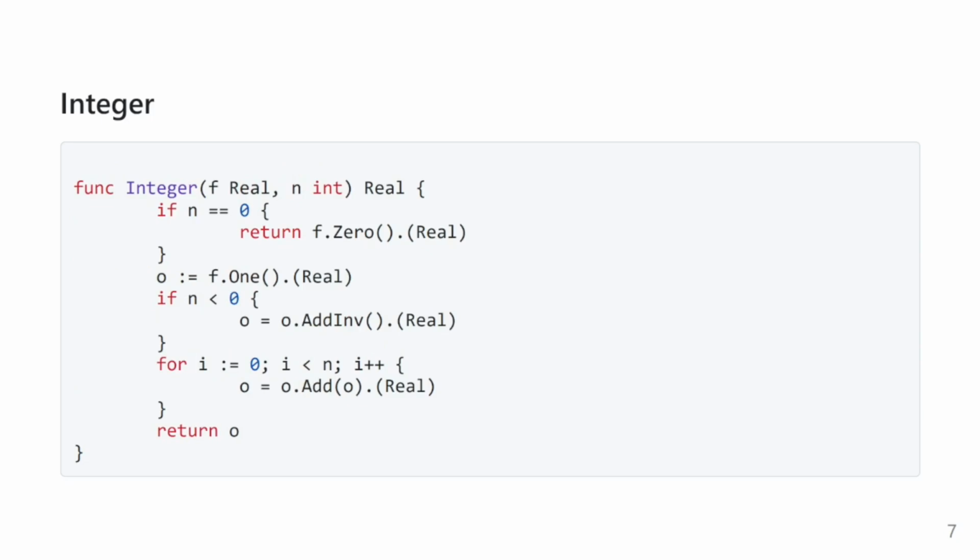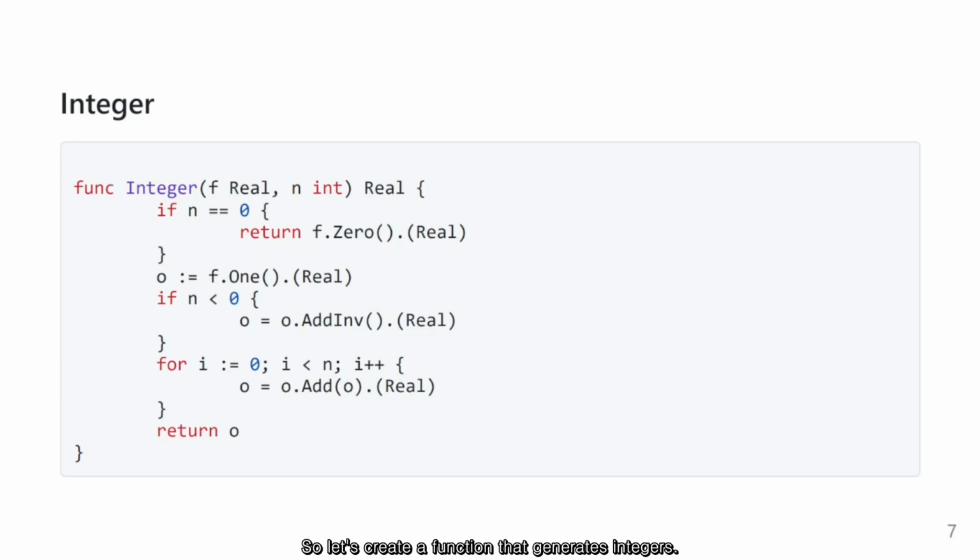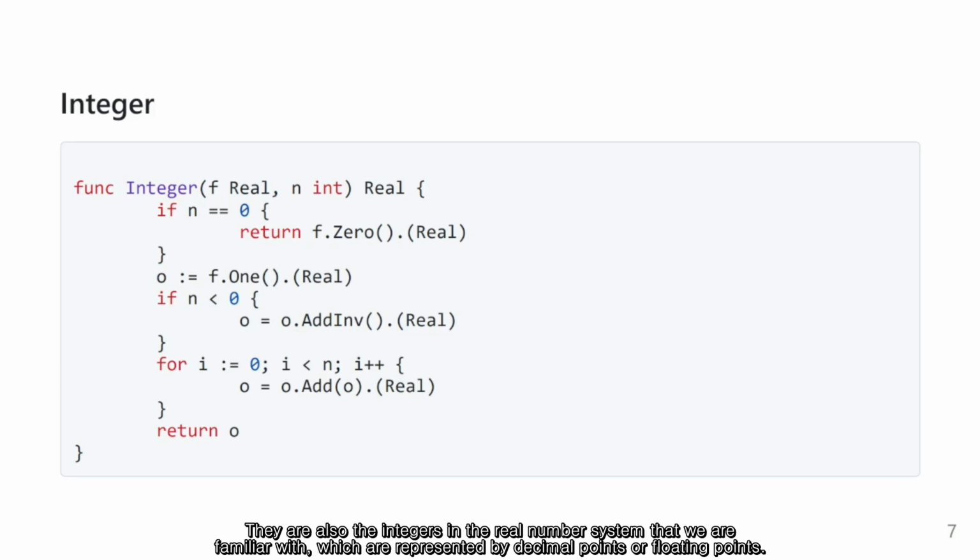So, what can we do with this real interface? Obviously, integers are a special kind of real number, so the real number interface should be able to generate integers. So let's create a function that generates integers. Generally, integers such as 1, 2, 3 are the integers that we are familiar with. They are also the integers in the real number system that we are familiar with. And such real numbers are represented by decimal points or floating points.